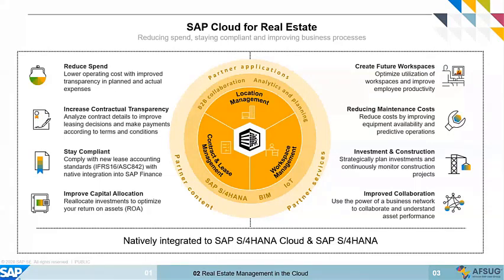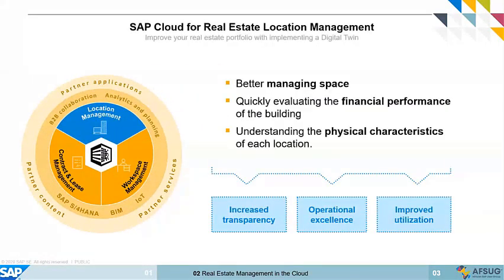And we're going to have a look at each of those. First of all, we have location management. It provides essential information to generate a digital twin of your location. It includes details about the real estate portfolio, building details like structure, measurements, occupancy, and we've also provided easy navigation for the end user.